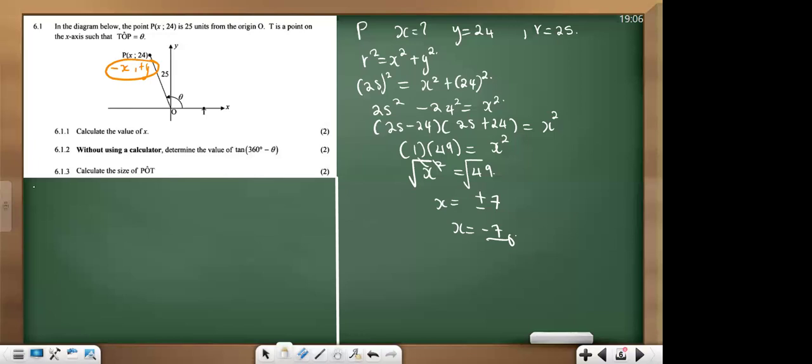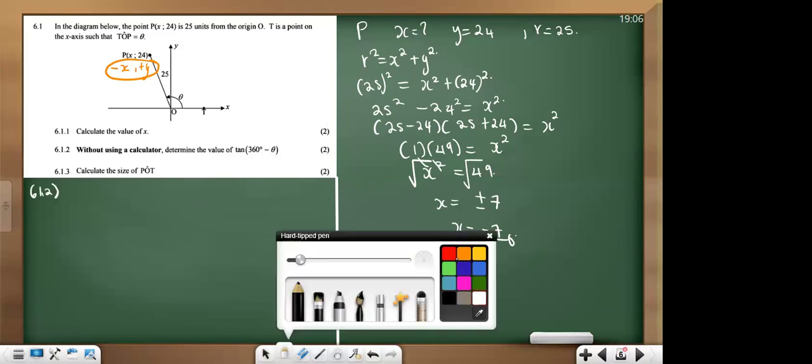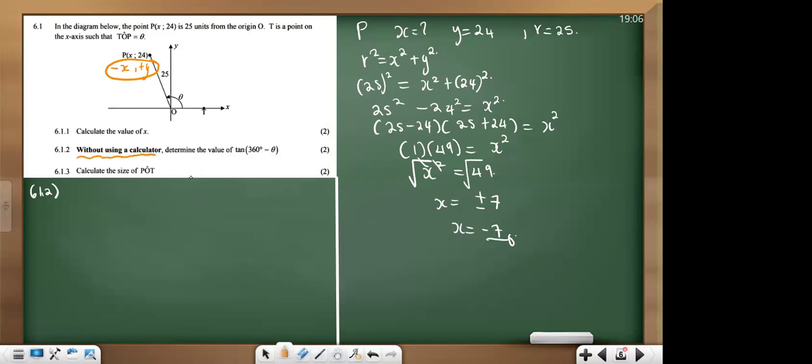Okay, I'm gonna run to 6.1.2 without the use of a calculator. I'm just gonna laugh at them. The question paper doesn't come with a camera. I'm gonna use my calculator.